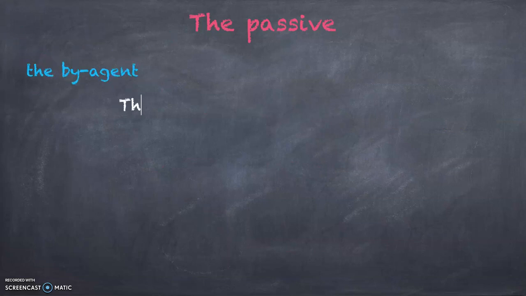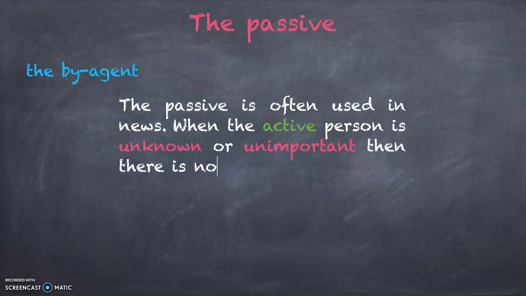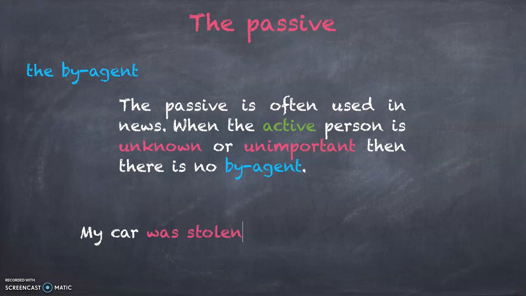Finally, let's talk about the by agent. The passive is often used in news, and it's very often used when the active person is unknown or unimportant. Then there is no by agent. For example, my car was stolen by someone. I don't know who stole my car. I don't know who was active. So I could say my car was stolen by someone, but since it's unknown who someone is, I can simply say my car was stolen.